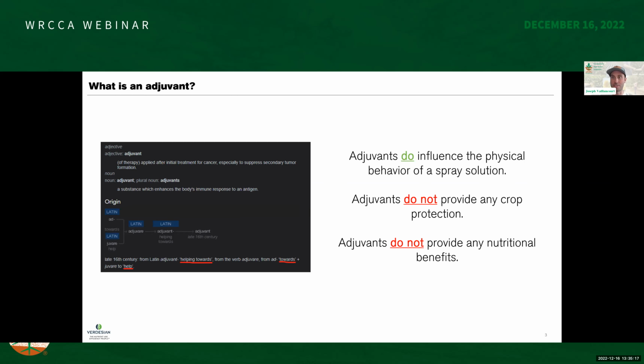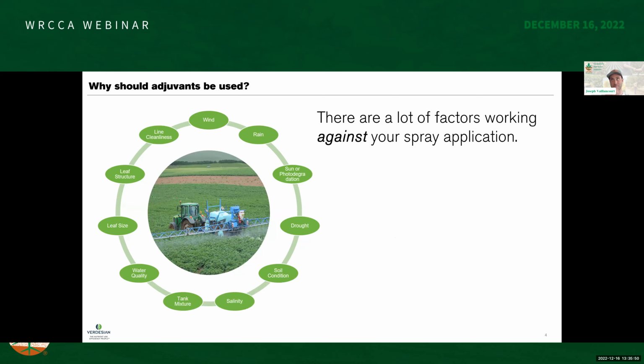What you're going to be doing is delivering the active ingredient system from the crop protection materials that you're applying, allowing them to behave better or influencing the behavior of that spray droplet, generally speaking. So adjuvants do influence the physical behavior of a spray solution, but they're not going to provide any sort of nutritional or crop protection benefits. There are some exceptions to that rule, but for most adjuvants you see out there, they won't do that.